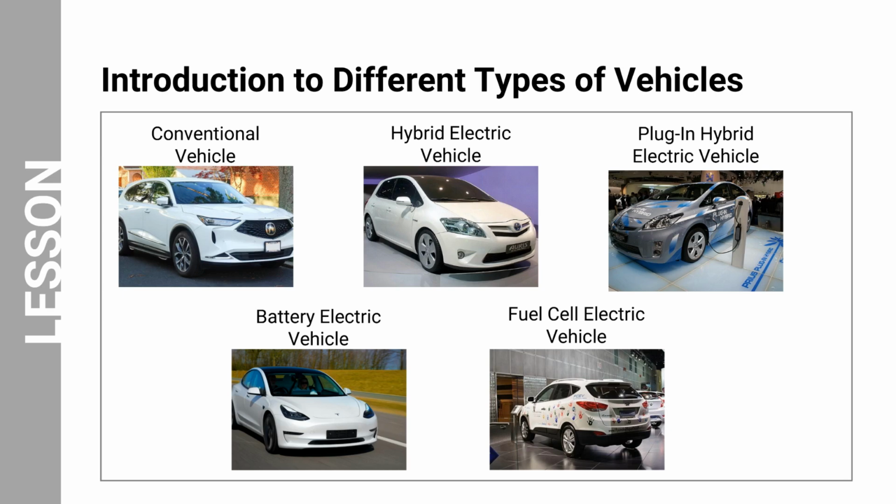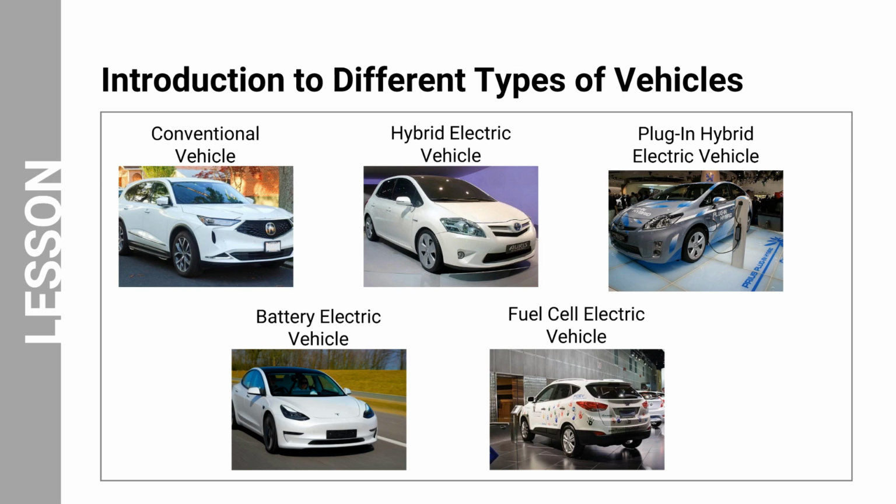Here we have 5 different types of vehicles: conventional vehicle, hybrid electric vehicle, abbreviated as HEV, plug-in hybrid electric vehicle, abbreviated as PHEV, battery electric vehicle, abbreviated as BEV, and fuel cell electric vehicle, abbreviated as FCEV. These are the main types of vehicles in the automotive industry.